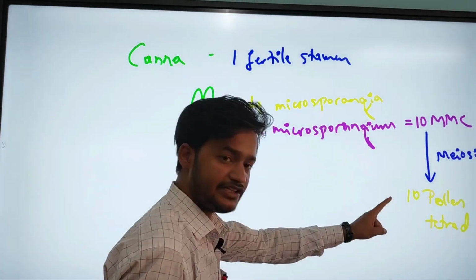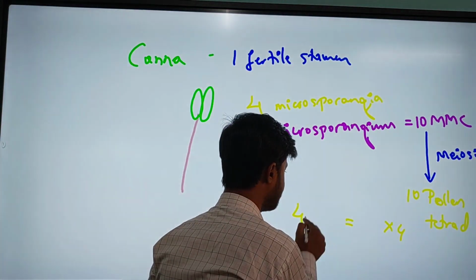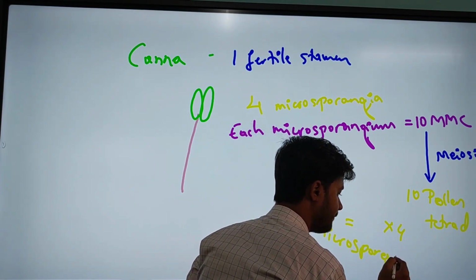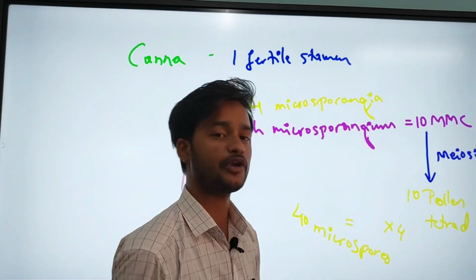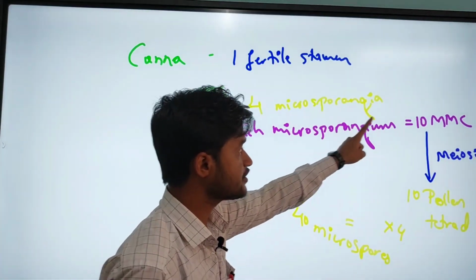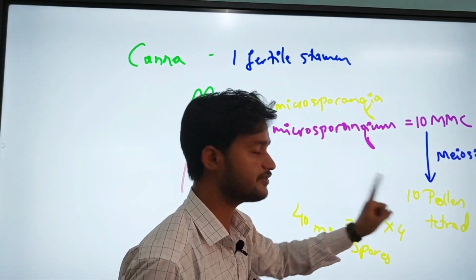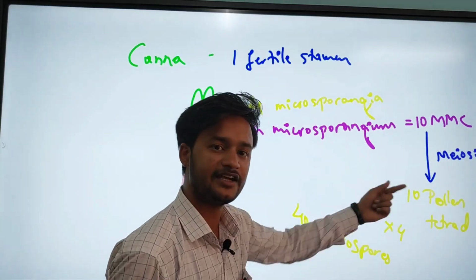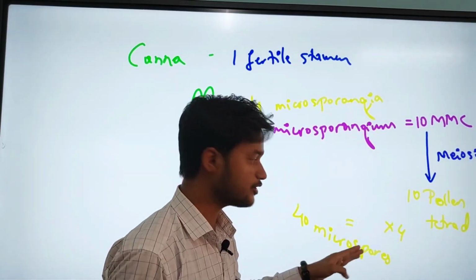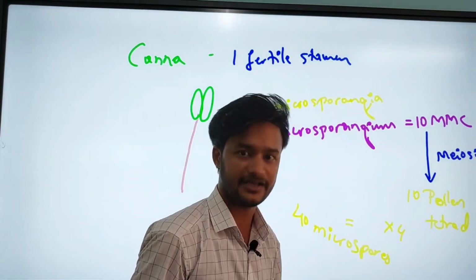We know that each pollen tetrad has how many pollen grains? 4 pollen grains. 4 into 10, that is 40 microspores or 40 pollen grains produced by each sporangium. If 10 microspore mother cells are present in each microsporangium, each produces 1 pollen tetrad, so 10 produce 10 pollen tetrads. Each pollen tetrad has 4 pollen grains, so each microsporangium produces 40 microspores or 40 pollen grains, right?